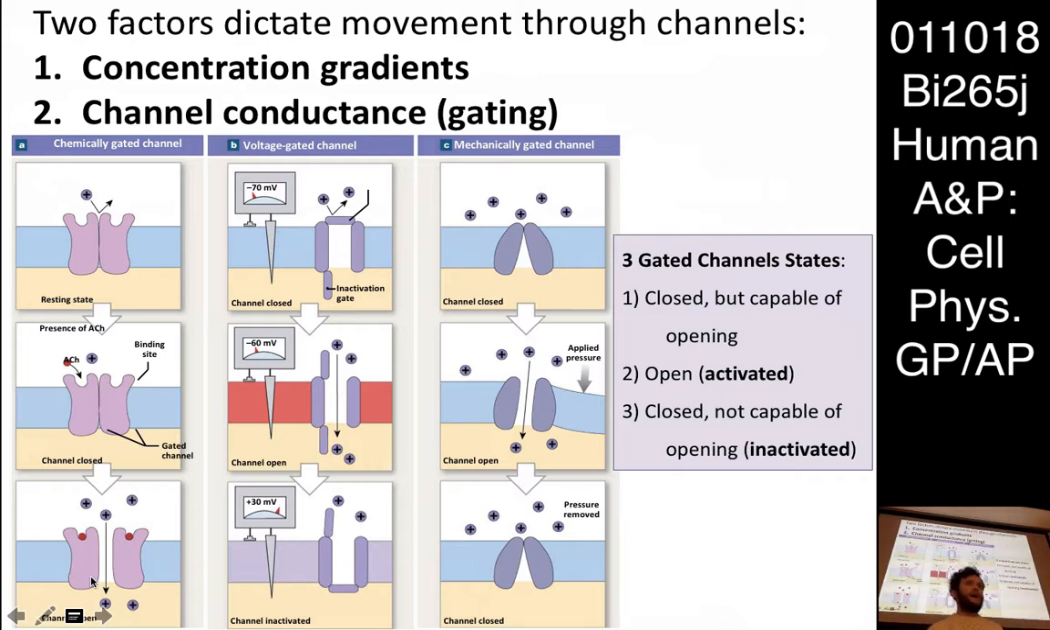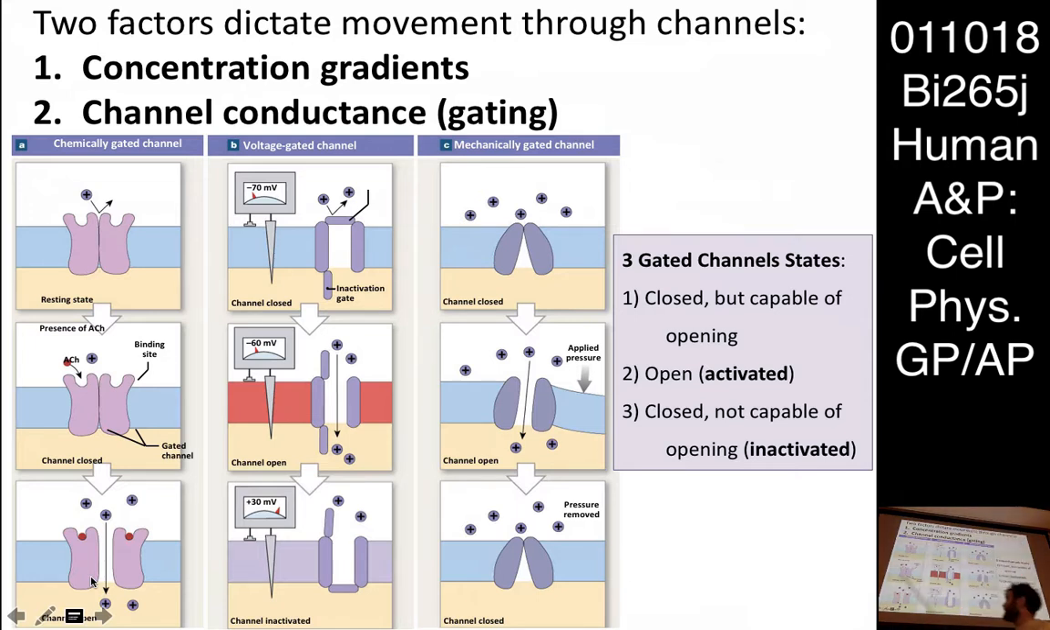In fact, these mechanically gated receptors are extremely important in all kinds of sensory receptors. In fact, your ability to hear is based upon vibrations in hair cells in your inner ear that are mechanically gated channels that they open up and close transiently based upon the vibration of those hair cells. We'll see that next week. Okay.